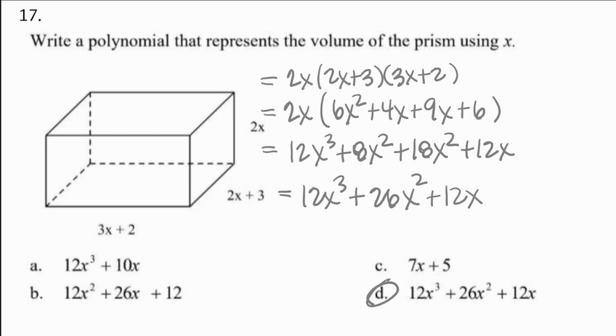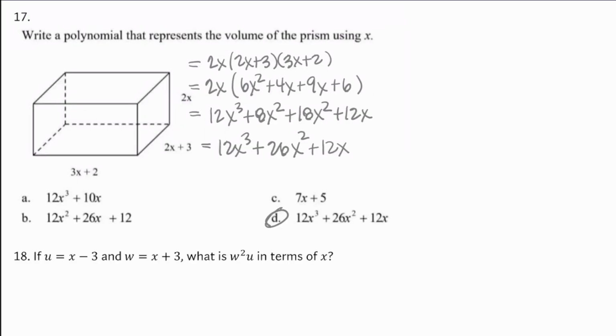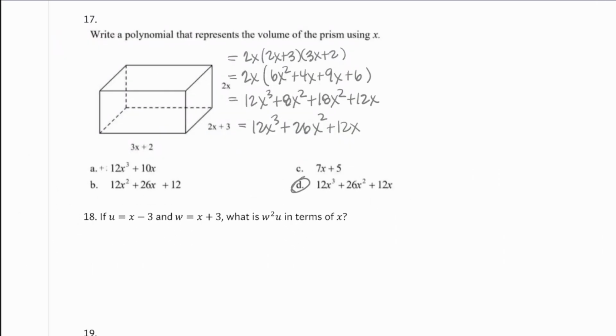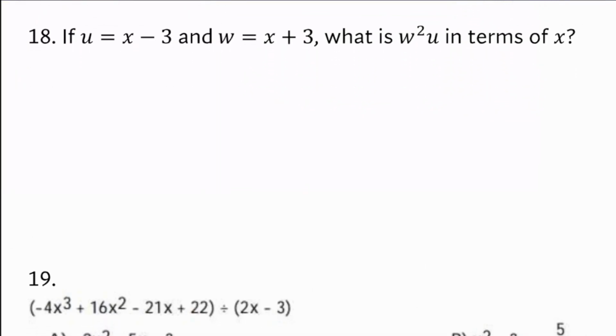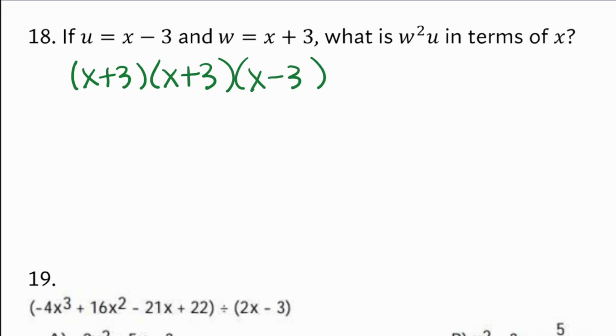And then a very similar one: u is x minus 3 and w is x plus 3, what's w squared times u in terms of x? Well, we can do that. I might do a little bit of the work off to the side here. Let's see, how much room did I budget for this one? Not enough. All right, let's go here. So w squared would be x plus 3 times x plus 3, times u, which is x minus 3.